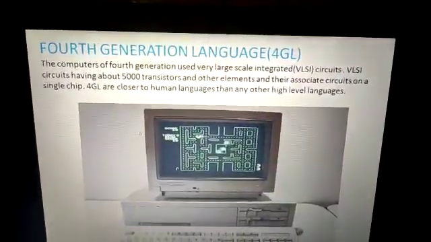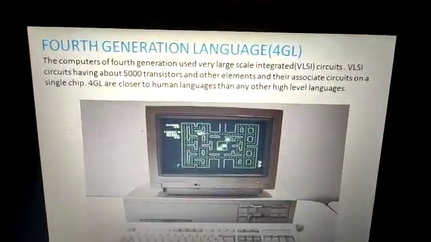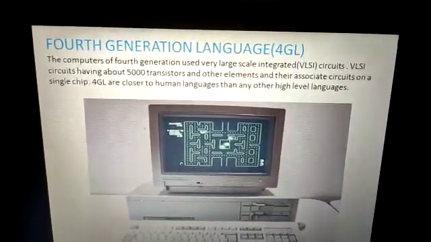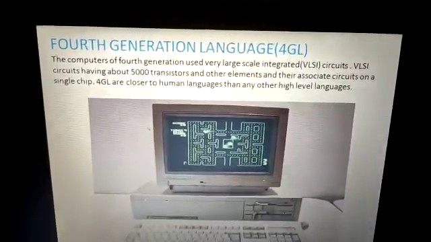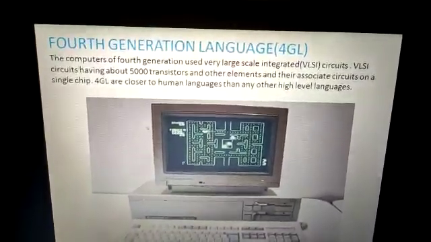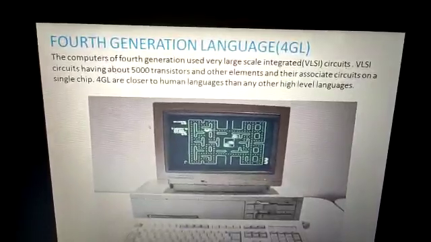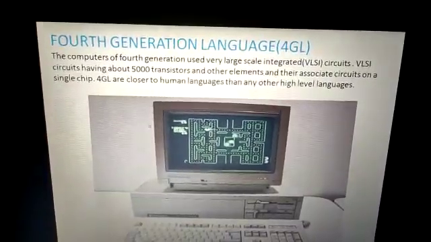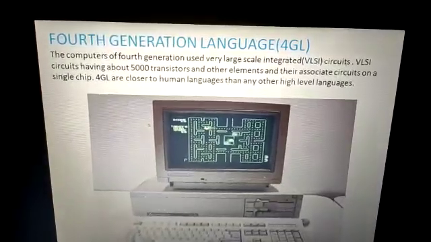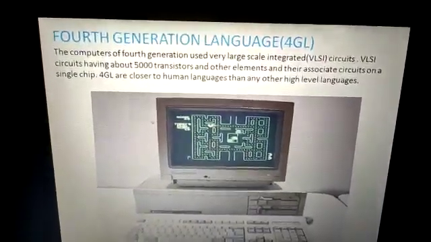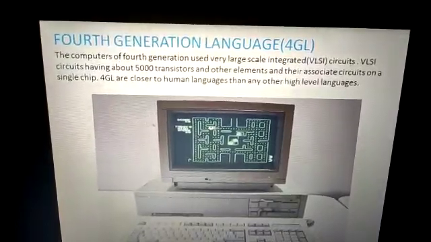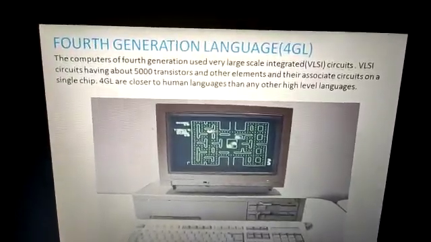Fourth generation language or 4GL. The period of the fourth generation was 1971 to 1980. The computers of the fourth generation used very large scale integrated circuits, VLSI circuits, having about 5000 transistors and other elements and their associated circuits on a single chip. 4GLs are closer to human language than any other high level language.